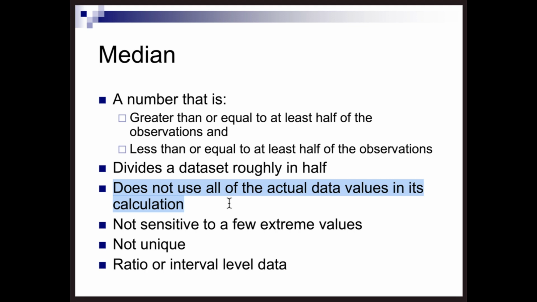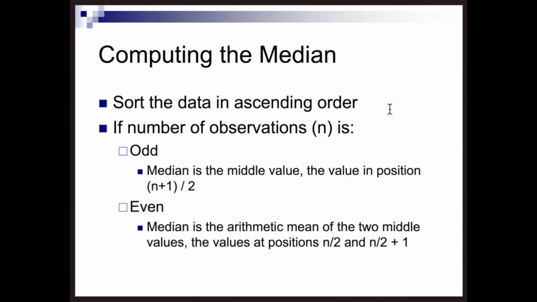Now, because the median does not use all of the values in the data set in its calculation, and in particular really uses at most two data values, the median is not sensitive to a few extreme values. In addition, the median is not unique. For a given data set, there may be more than one value that satisfies the conditions of being a median. Now, in order for the median to make sense to calculate, again, the data need to be at the interval or the ratio level.